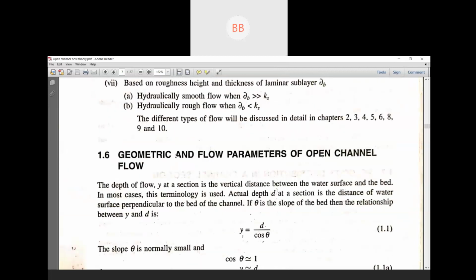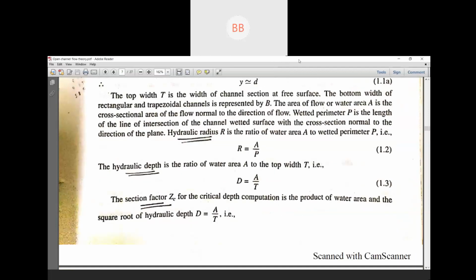Next, a few things you need to remember, or you already know: hydraulic radius is area by wetted perimeter. I am identifying these because you are going to use these equations to solve numericals. R equal to A by P, that is hydraulic radius, area by wetted perimeter. Hydraulic depth, which we have already discussed, is area by top width.